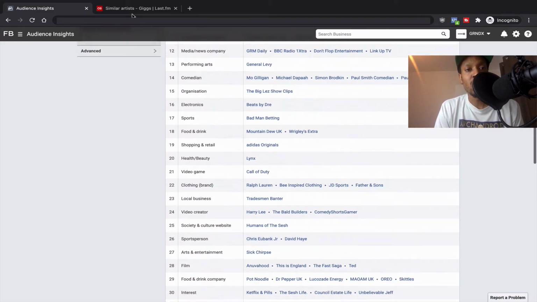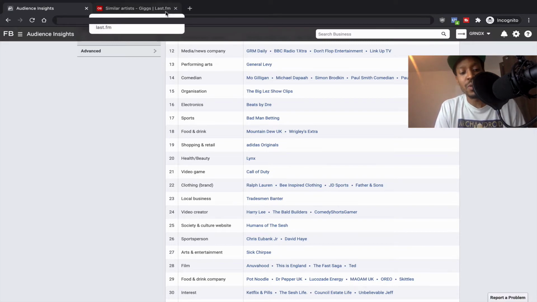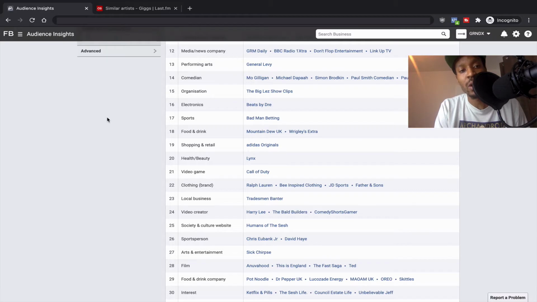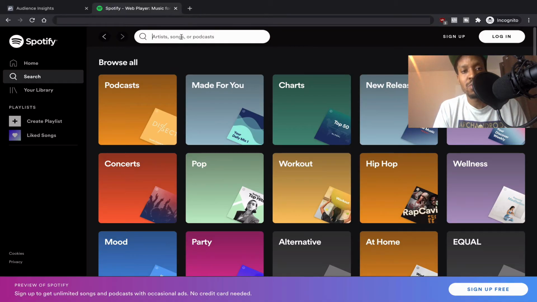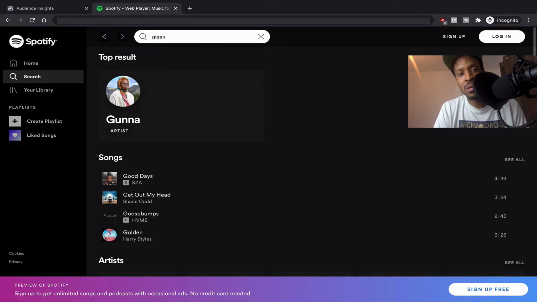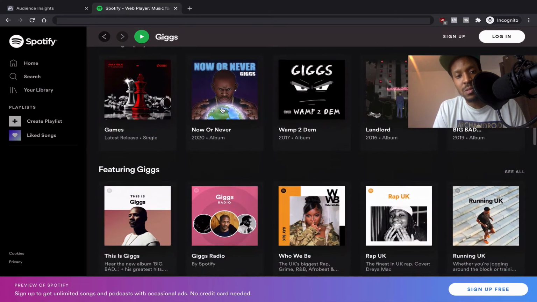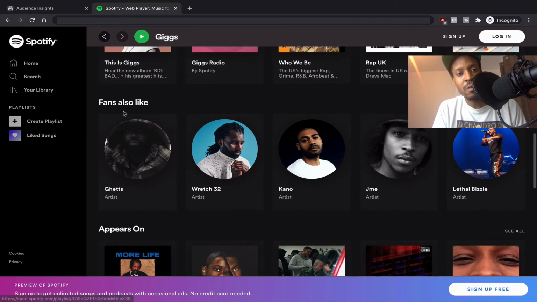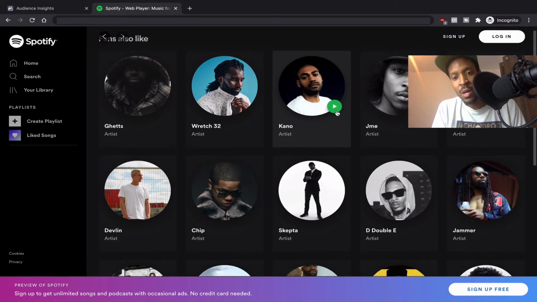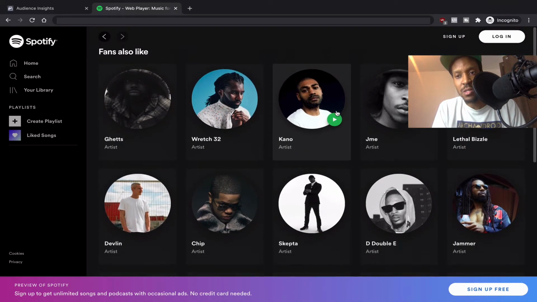And for instance, where we couldn't find Young'un, what you would want to do is go over to Spotify's platform and use them as a database. Let me show you that quickly. What we want to do is go over to Spotify, then we're going to type in Gigs. Pops up over here, and it says featuring, fans also like. You can see Get pops up, Retro, JME, Lethal Bizzle, click see all, and this is giving you a database of other artists, and you can cross-check that against the data that you found in Audience Insights to build up your list.